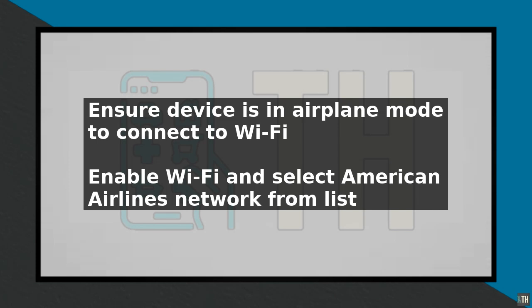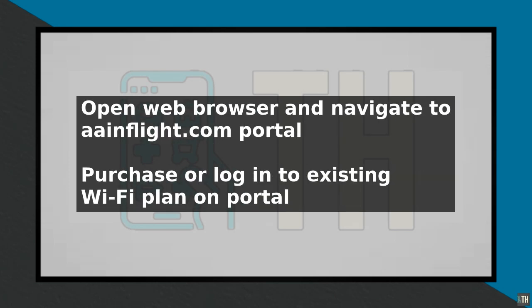This will take you to the American Airlines Wi-Fi portal where you can purchase or log into your existing Wi-Fi plan. If you do not have a Wi-Fi plan, you can purchase one by clicking on the Buy Wi-Fi button and following the prompts to complete your purchase. American Airlines offers various Wi-Fi plans, including a single flight pass or a monthly subscription.